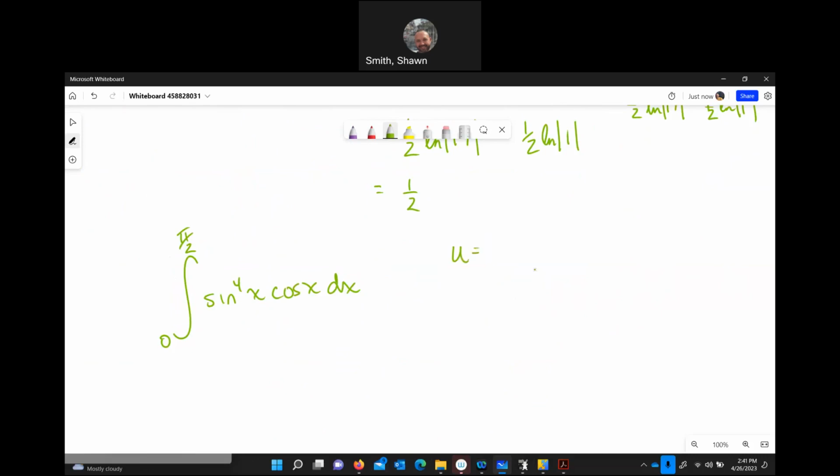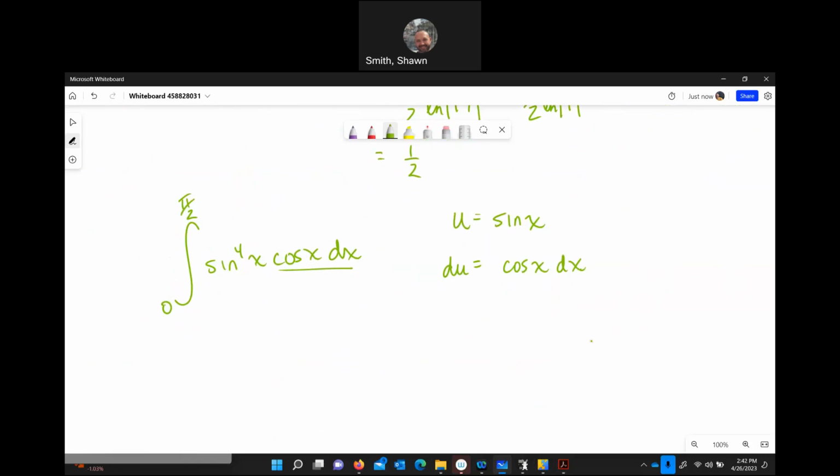So I'm going to let u equal sine x, right? Derivative of sine is cosine. So du is cosine x dx. Oh, we have that. This is the easy one. So there's u. So this is the integral from 0 to pi over 2, and we're going to think about that before, of u to the 4th times du, right?